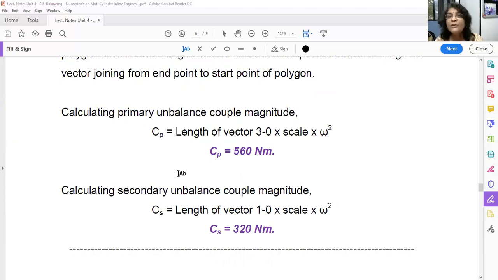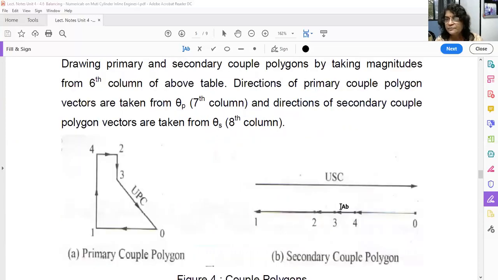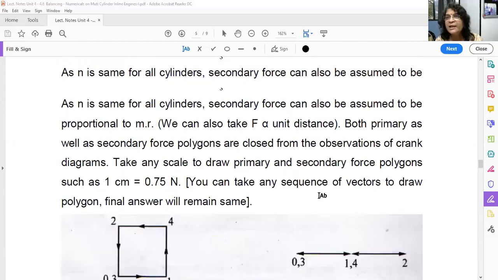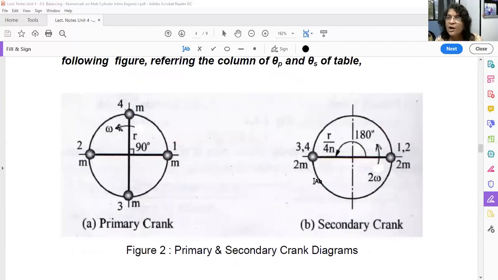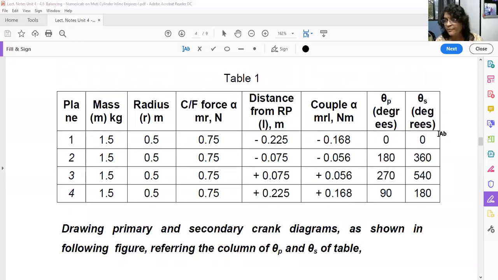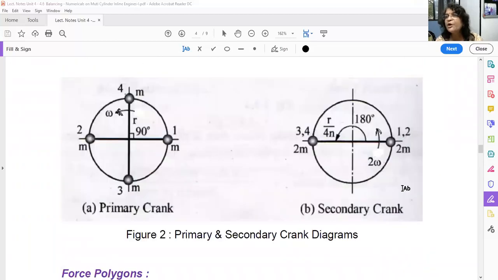Now let us draw the secondary couple polygon. It's very interesting. See, this is the diagram, secondary crank diagram. Correct? Now again, you have to refer. See, magnitude is going to remain same because M is same, R is same, L is same, omega square is same. So couple magnitude for secondary couple will be same. Only angle will be changing. You have to refer this column to draw the secondary couple polygon. So this column means this is the diagram you have to refer.